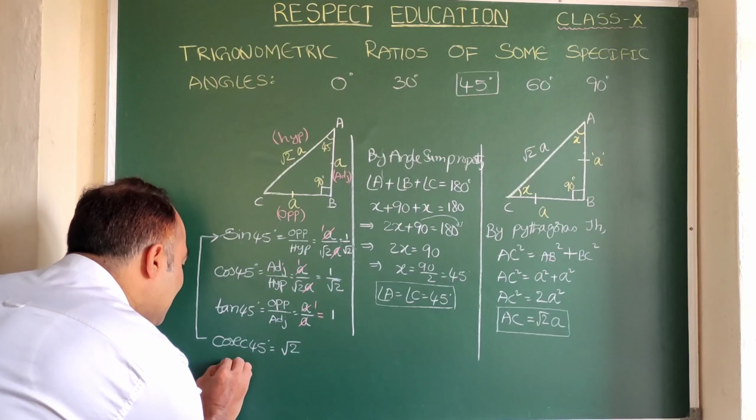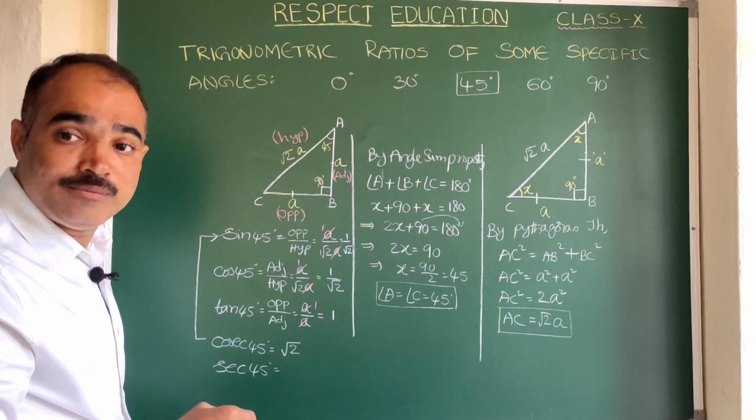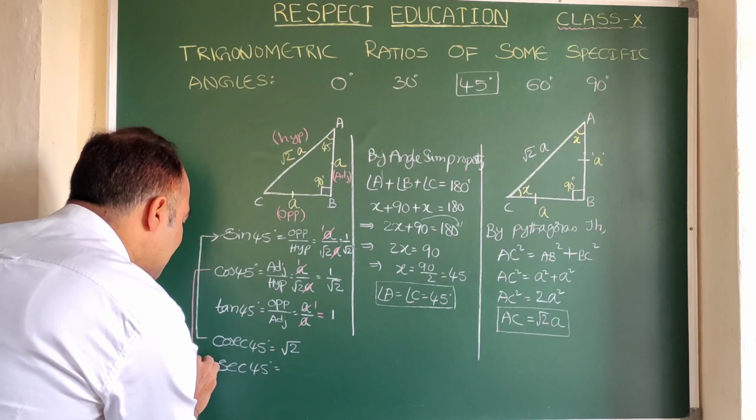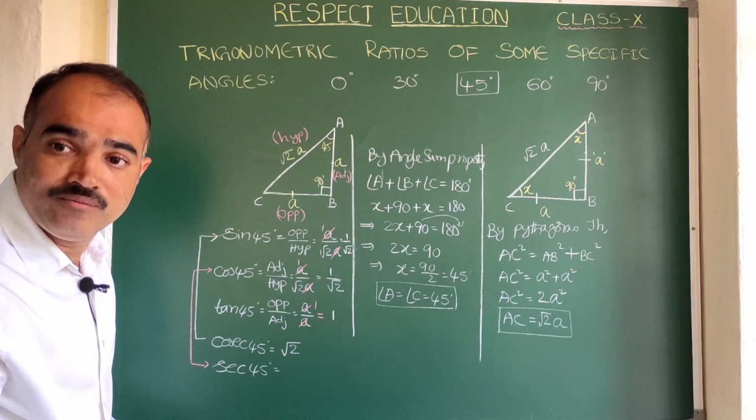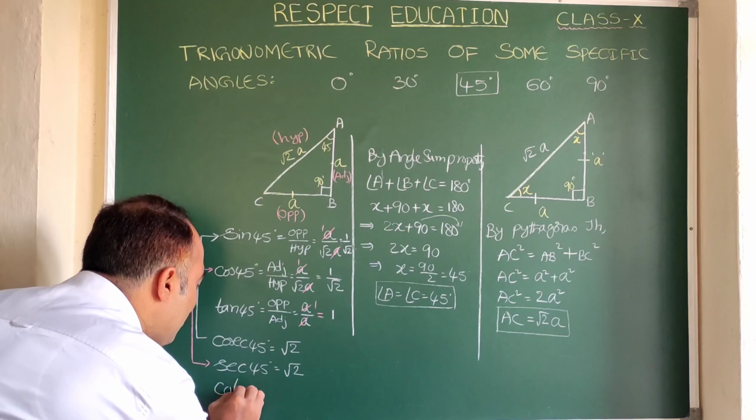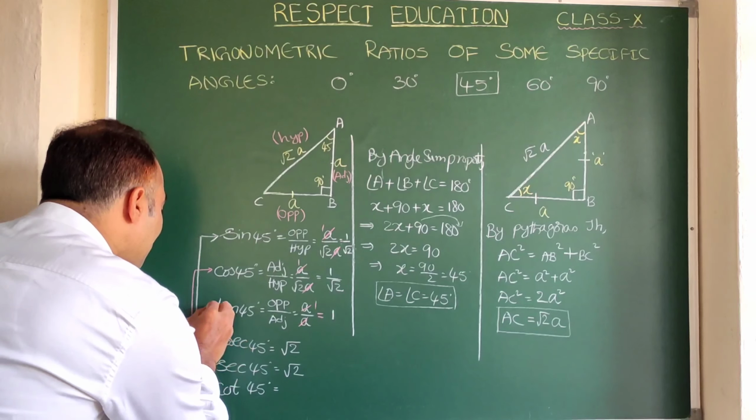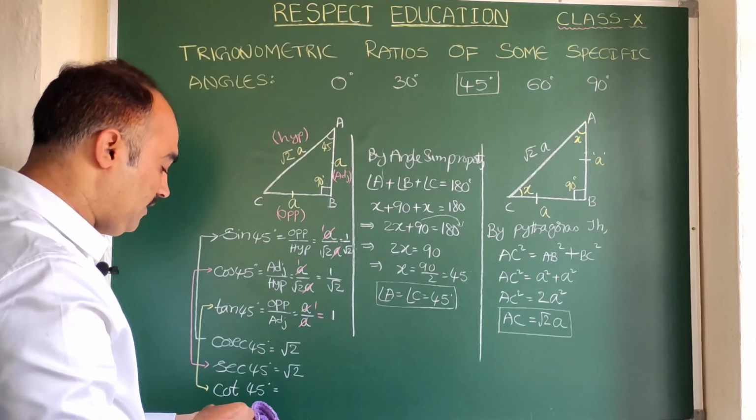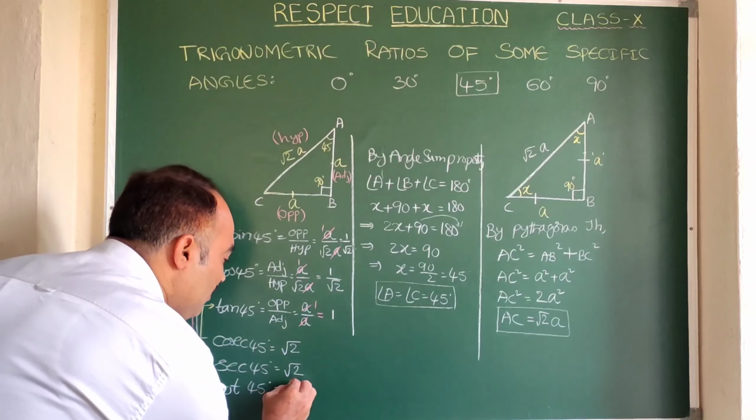Clear? Can we say secant 45 degrees? Secant 45 degrees is the reciprocal of cos 45 degrees. So these two are reciprocal to each other. If cos 45 is 1 by root 2, what is secant 45? Root 2. Clear? Now the last one, that is cot 45 degrees. Cot 45 degrees is the reciprocal of tan 45 degrees. If tan 45 degrees is 1, what is cot 45 degrees? 1 only, because 1 by 1 is always 1.